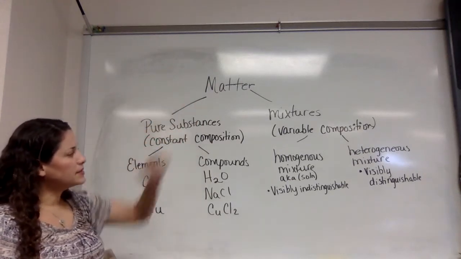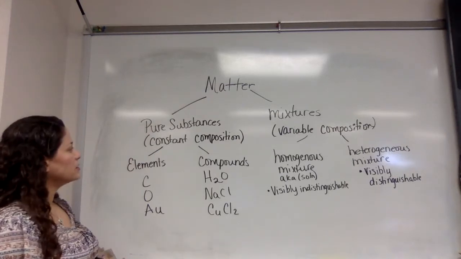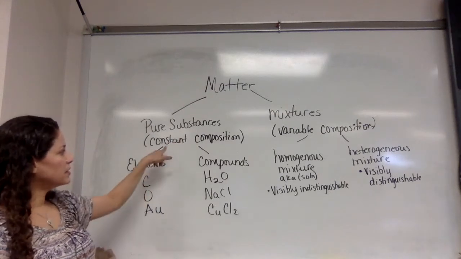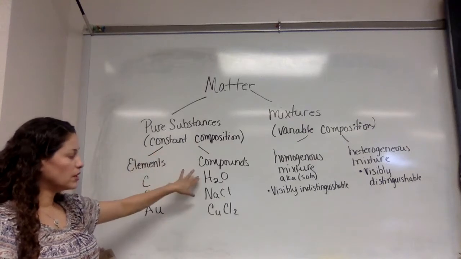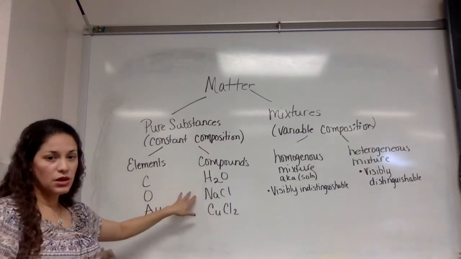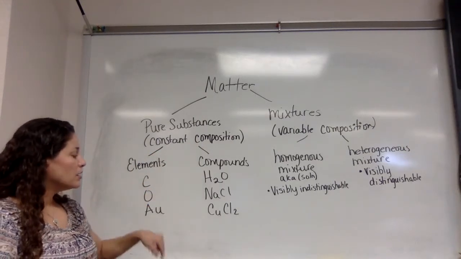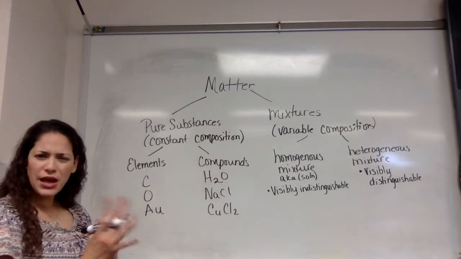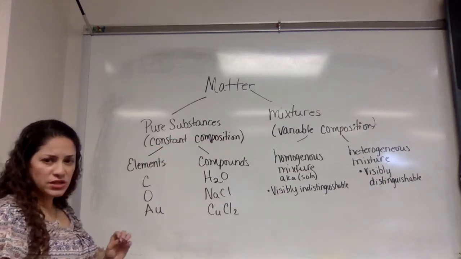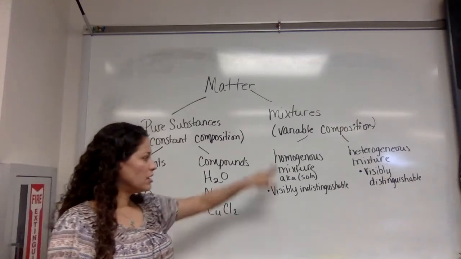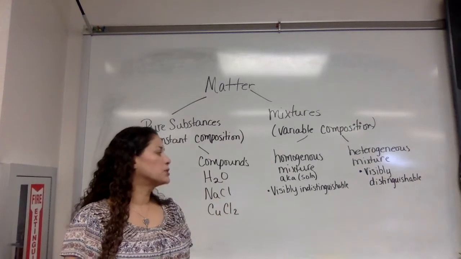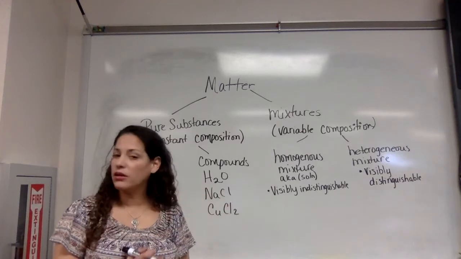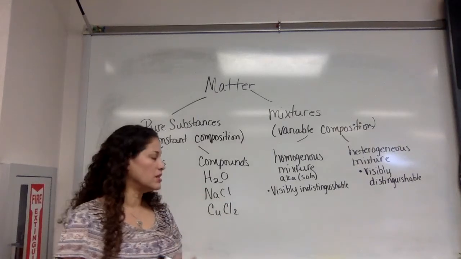Now, when I look on the opposite end, the mixtures, these guys are going to be different because this one's a constant composition of only water molecules or only sodium chloride ions here. Now, when I look over here at the mixtures, you're going to notice that there's two types of mixtures. It could be a homogeneous mixture, also known as a solution. You'll have visibly indistinguishable parts. That means it's going to be even throughout. You wouldn't be able to tell the difference if there's stuff in there.